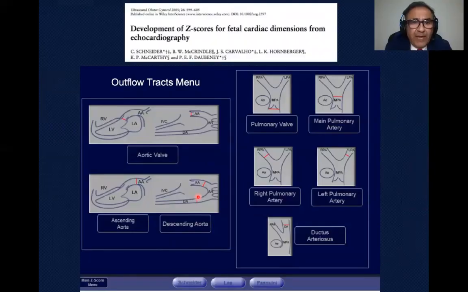Schneider and colleagues have published the Z-scores, and these Z-scores can be downloaded. There are applications that you can download to a cell phone or a computer, for use when you are performing an echocardiogram and want to calculate them when there is a suspicion of aortic coarctation. All structures must be measured at the level of the aortic valve, the pulmonary valve, the ascending aorta, as I mentioned, the transverse aortic arch, and the descending aorta.